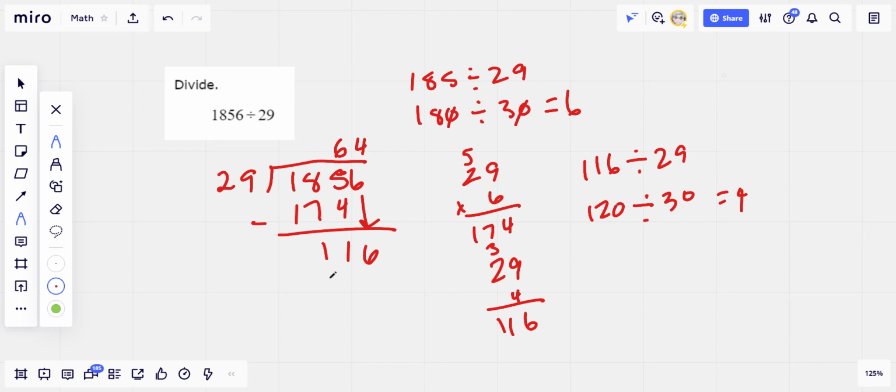When we multiply that by 29, we get 116. And then when we subtract, we get 0, which means there's no remainder. And this problem, the answer is 64. So that is a little bit of work with some long division.